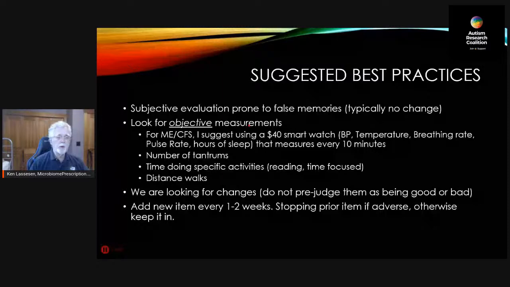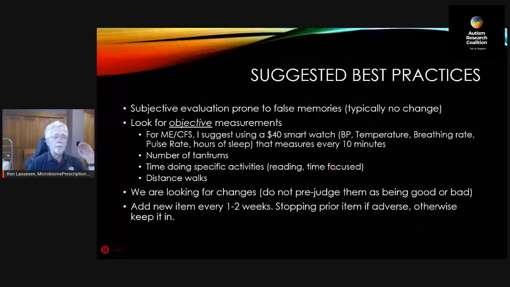For example, does a kid get tired from playing a game? How long does it take till he gets tired? You may actually tend to try blanking out the fact that he's playing a game, but you actually want to track how long he plays. The longer he plays, generally the better the cognitive improvements are. And what we are looking for is changes. Do not prejudge them as being good or bad. And I'll come to that in a moment.